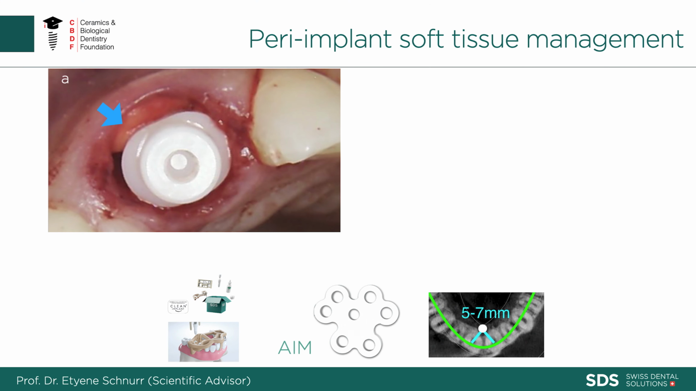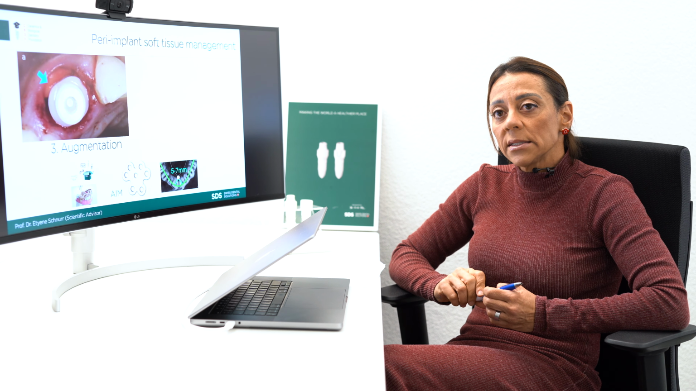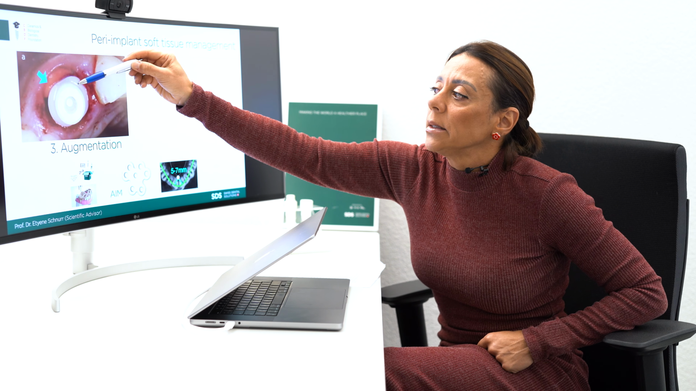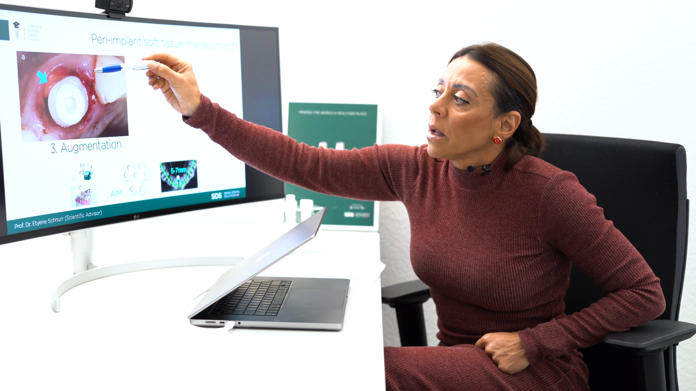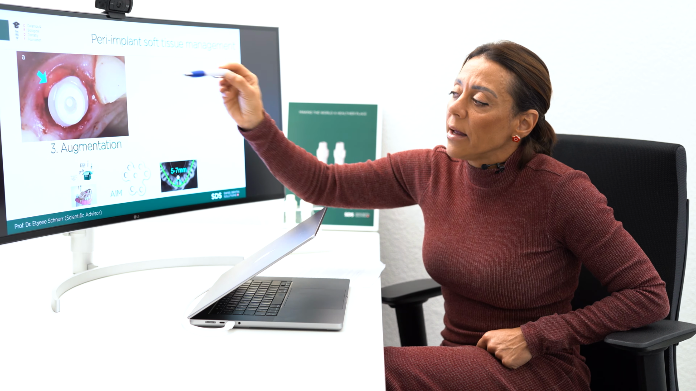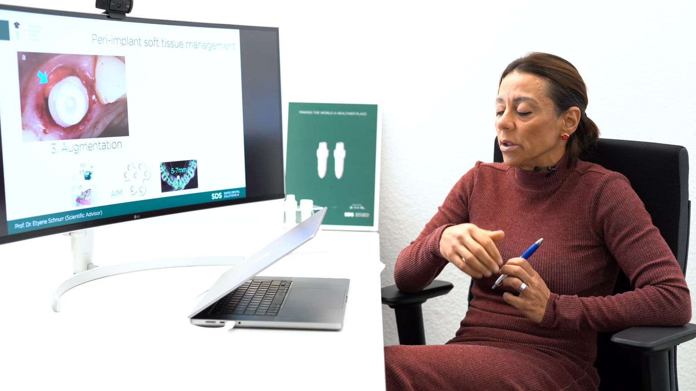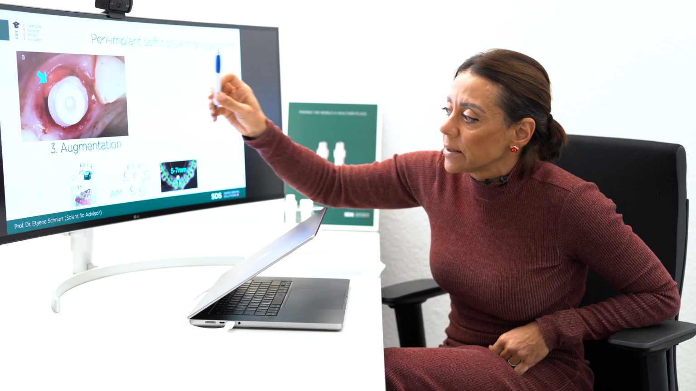Number 3, augmentation. Studies have shown that better aesthetic results consider filling the gap between the implant and the buccal bone wall as a preventive measure to avoid buccal tissue recession. Here you can see we fill the gap using PRF matrix.